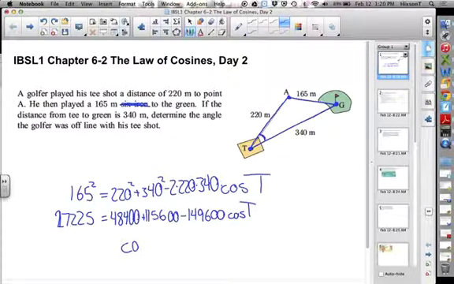Let's take it down to cosine of T equals what? 0.914, and so on. You have that in your calculator. Did everyone get to that point? Make sure that as you're doing this with your calculator, you get to that point. Remember, you cannot combine the minus 149,600 with these two because it has the cosine. You've got to divide by that.